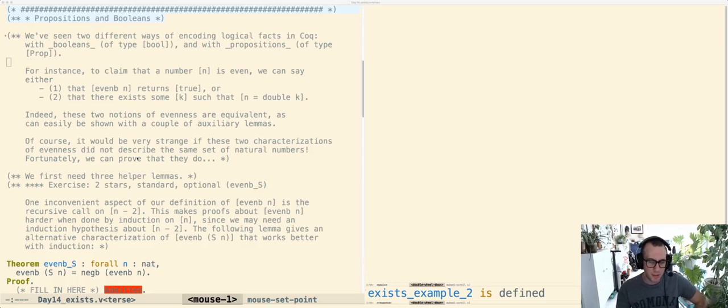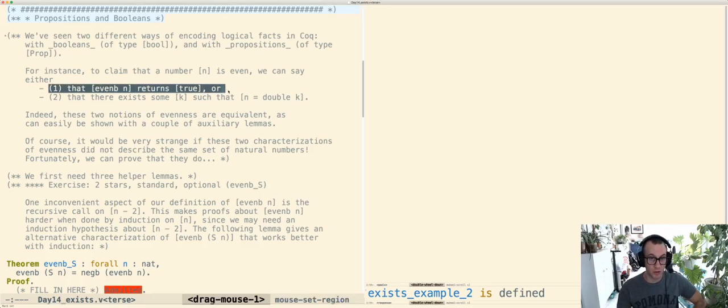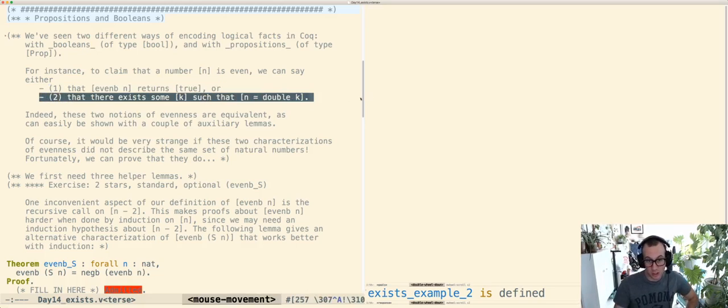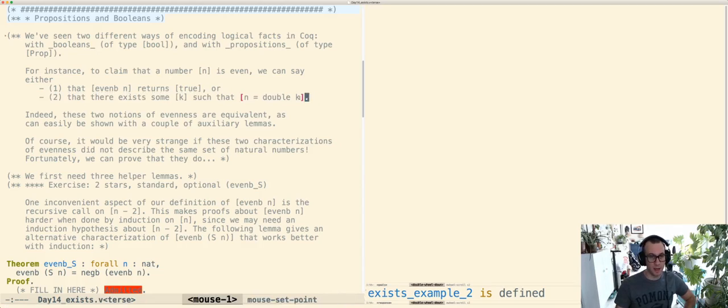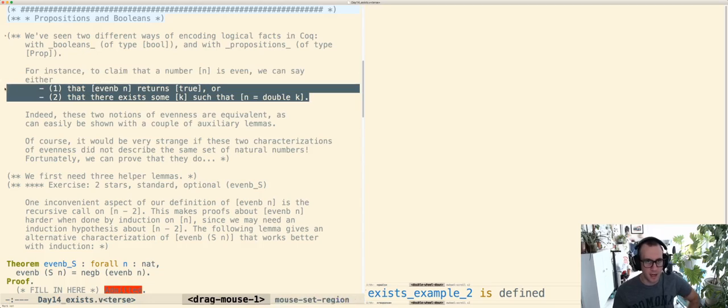So far we've seen a couple of different ways of talking about evenness. One is we could say the even b function returns true, right? That's a way to talk about which numbers are even. But another, maybe the school definition of evenness, is saying a number is even if there's some k such that n is 2 times k. That is, n is equal to double k. I've written double rather than mult because it's a little easier to prove things about, though we've already been able to prove that double k is equal to 2 times k, so just as well.